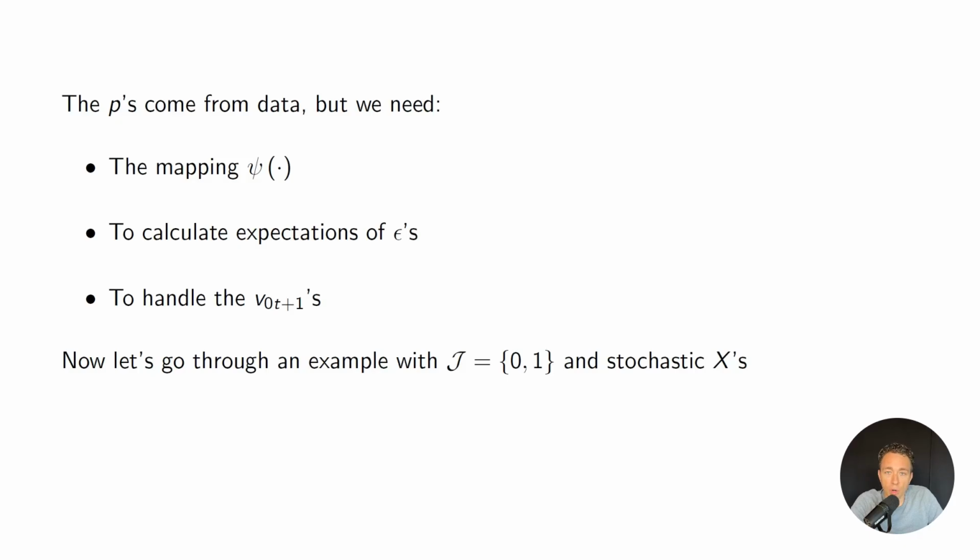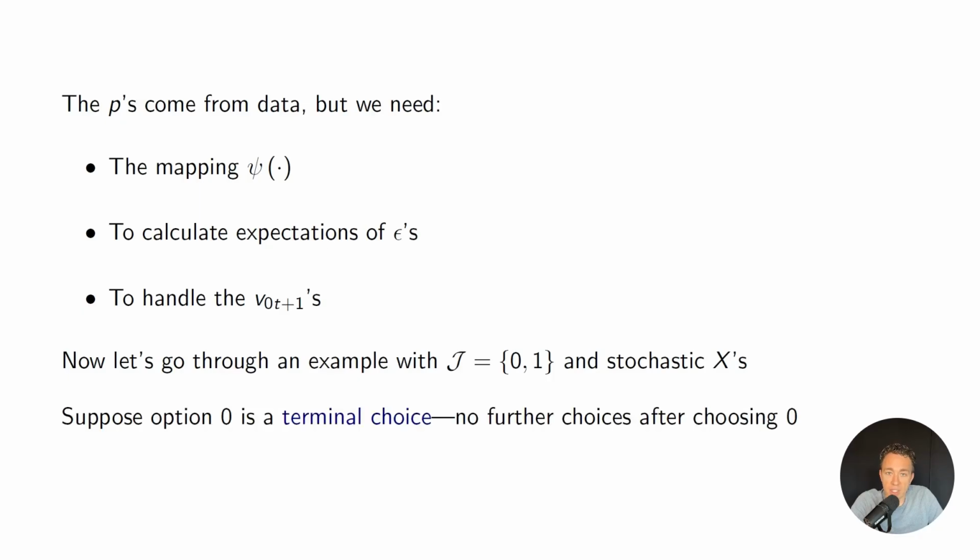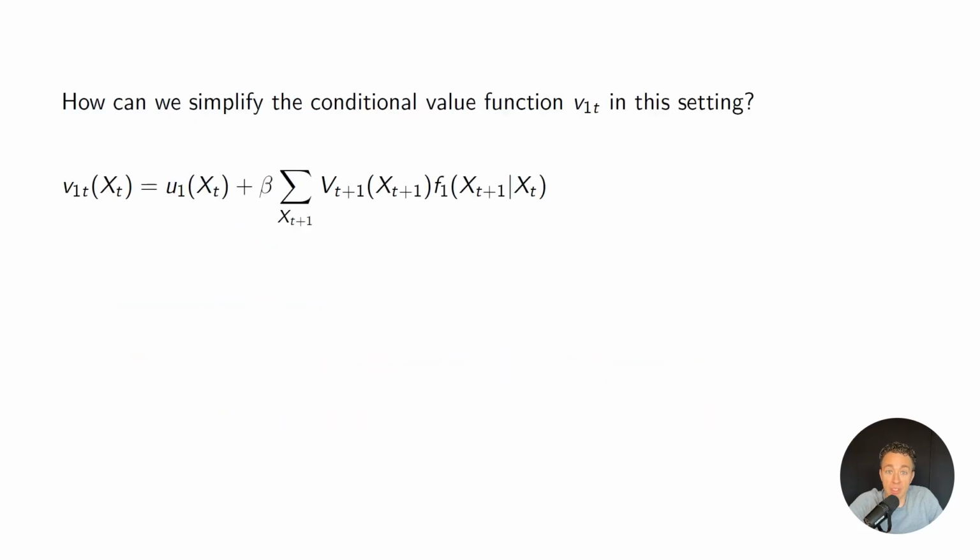So let's add a little more realism to the problem by looking at a binary choice with x's that are stochastic. And for the sake of example, we'll assume that option 0 is a terminal option, meaning that once I choose option 0, there are no more choices to be made. So in this setting, how can we simplify our conditional value function for v1?